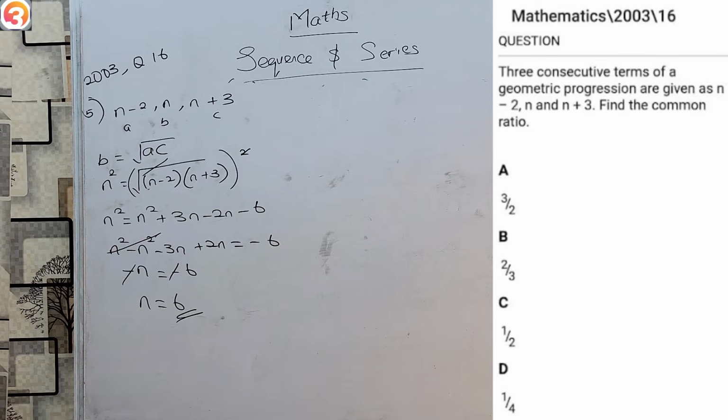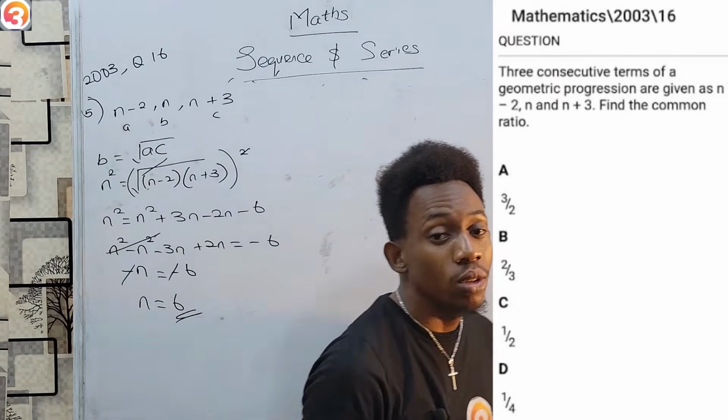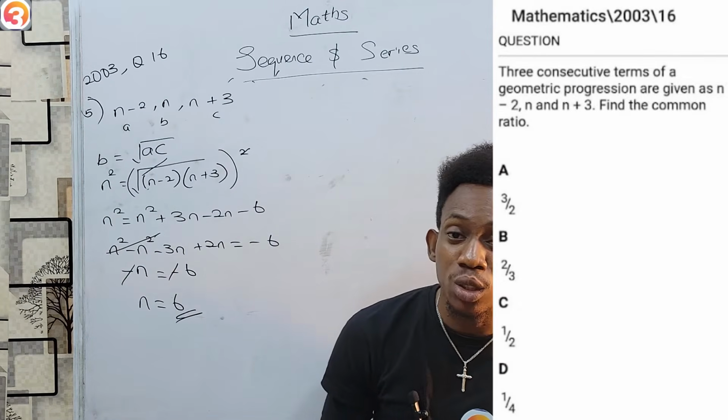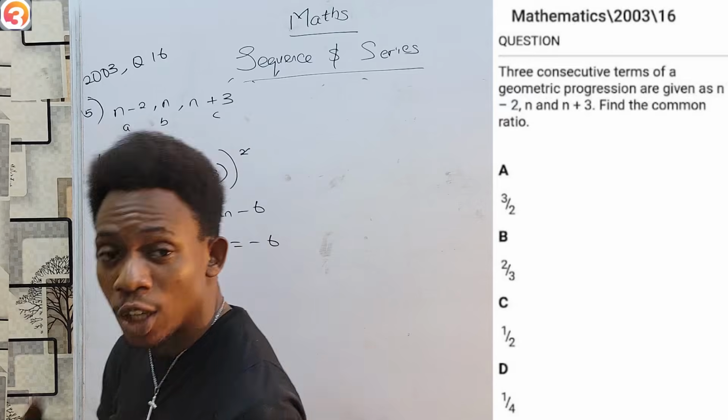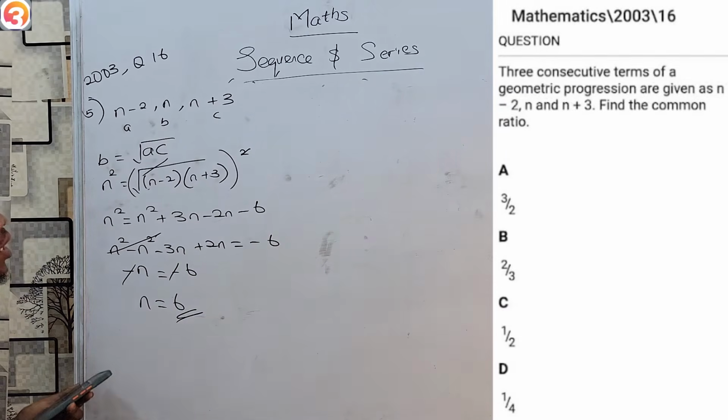Well, now they want us to find actually the common ratio. This is one of those cases where you don't just stop. Since 6 was in the options, a lot of us will be tempted to just hurry up and shade 6. But be careful, the question is find the common ratio. The common ratio is any number divided by what is behind it.